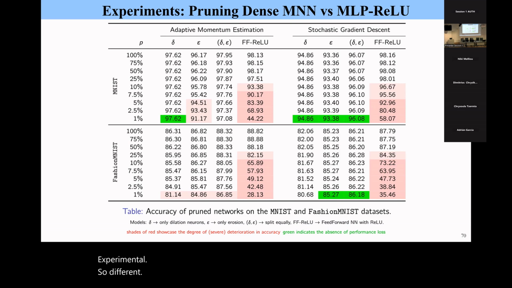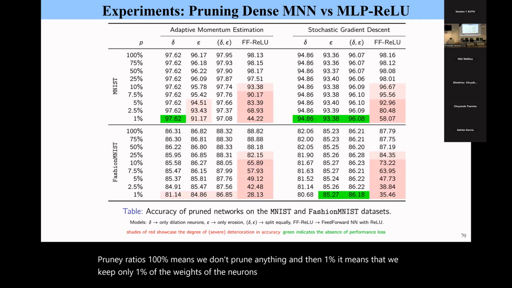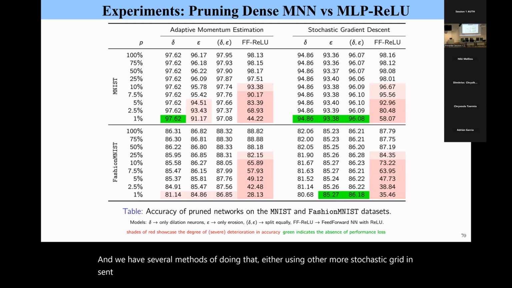pruning ratios. 100% means we don't prune anything, and then 1% means that we keep only 1% of the weights, of the neurons, actually. It's a structured pruning. And we have several methods of doing that, either using ADAM or stochastic gradient descent on dilation neurons or erosion neurons, or combined dilation and erosion neurons, or linear neurons, feed-forward multi-layer perceptron with ReLU activations.